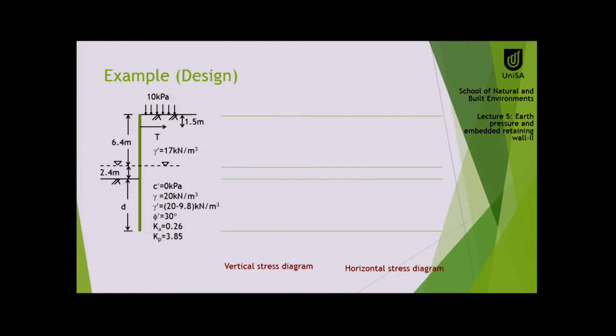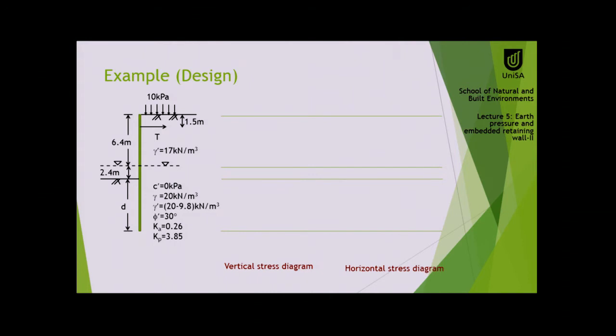You see, above the groundwater table, the unit weight is 17 kilonewton per meter cube. And below the water table, the unit weight of soil is 20 kilonewton per meter cube. So the effective unit weight would be 20 minus 9.8 kilonewton per meter cube, right? Now we could do the same analysis differently.